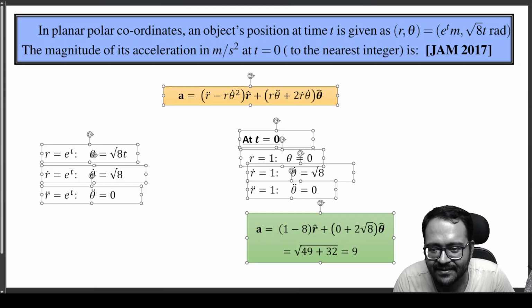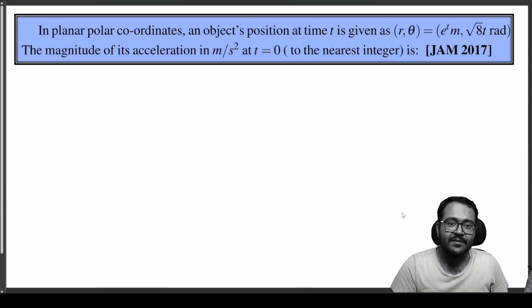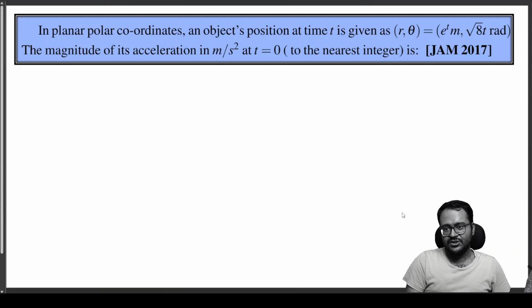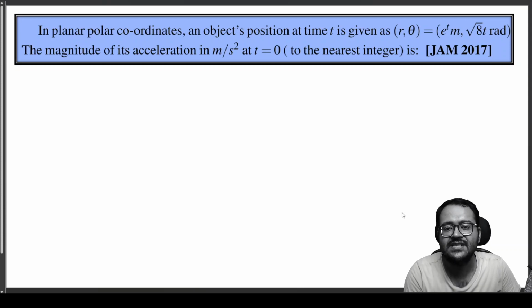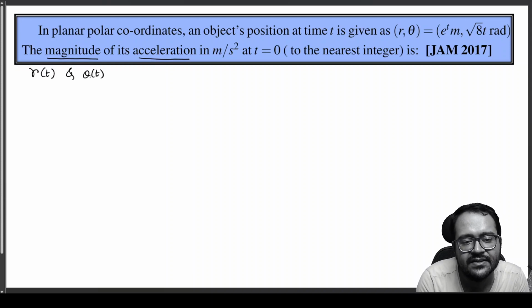Okay guys, next we have another problem. In planar polar coordinates, an object's position at time t is given as r as a function of time, theta as a function of time. r as a function of time is given, theta as a function of time is given. It is asked about the magnitude of its acceleration. It's very simple, isn't it? Magnitude of its acceleration. So r is given and theta is also given.